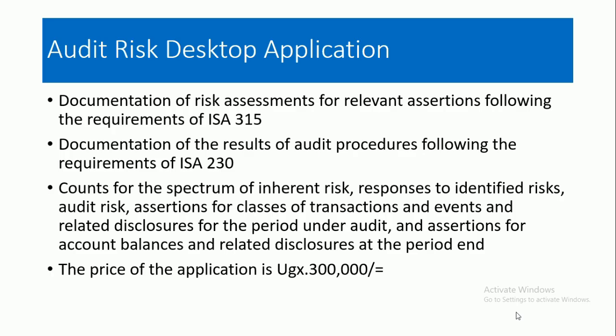Following the identification of audit sections, this application is used to document relevant assertions together with their risk ratings for inherent risk, control risk, and detection risk, and the responses to the identified risks, whether tests of details, analytical procedures, and tests of controls. Documentation is also done for the results of carrying out audit procedures following the requirements of ISA 230. The risk assessments are done following the requirements of ISA 315.